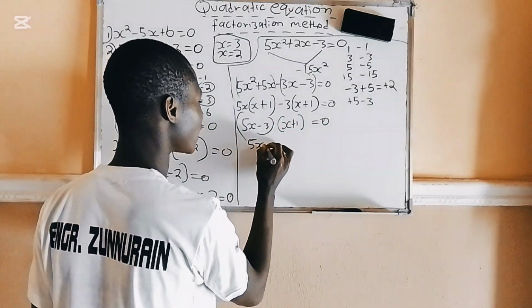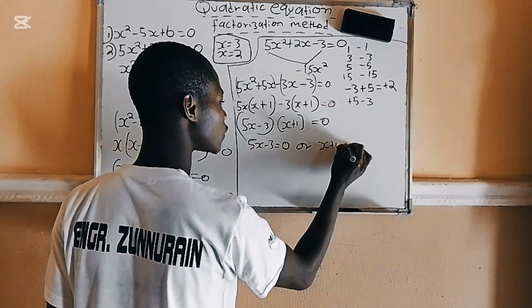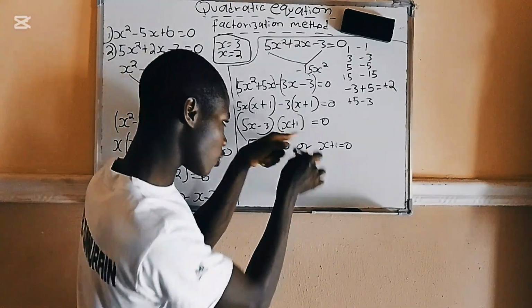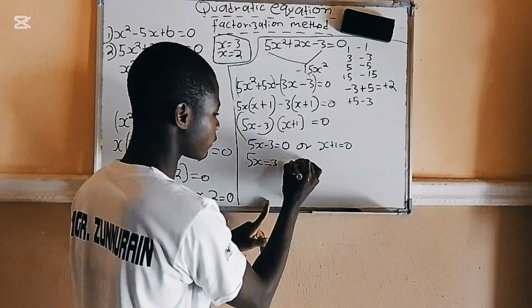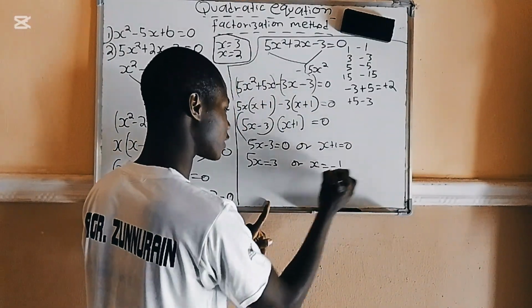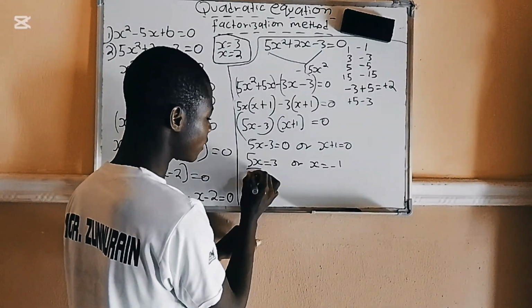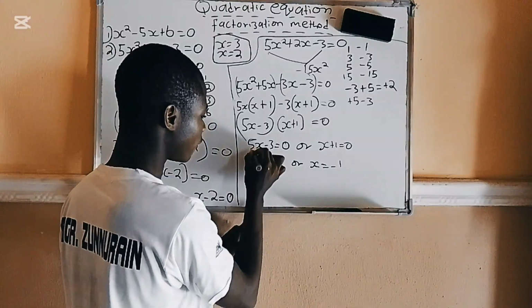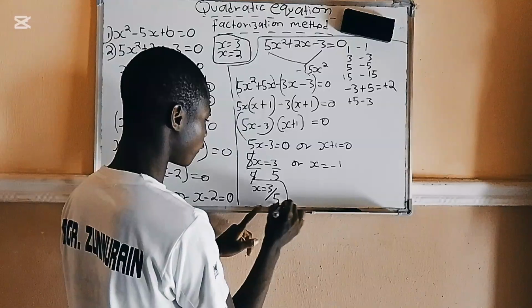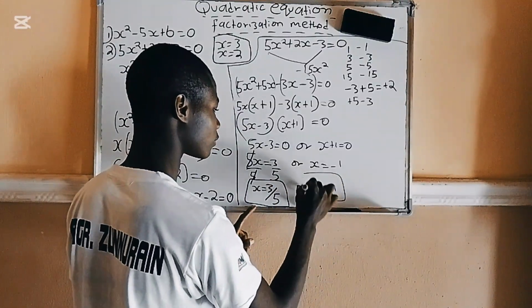So 5x minus 3 is equal to 0, or x plus 1 is equal to 0. 5x will be equal to 3, since minus 3 crosses the equal sign and becomes positive. Or x is equal to negative 1, since 1 crosses the equal sign and becomes negative. For 5x, I'm looking for x, so I have to divide both sides by 5. 5 will cancel 5. x will be equal to 3 over 5. Or x will be equal to minus 1.